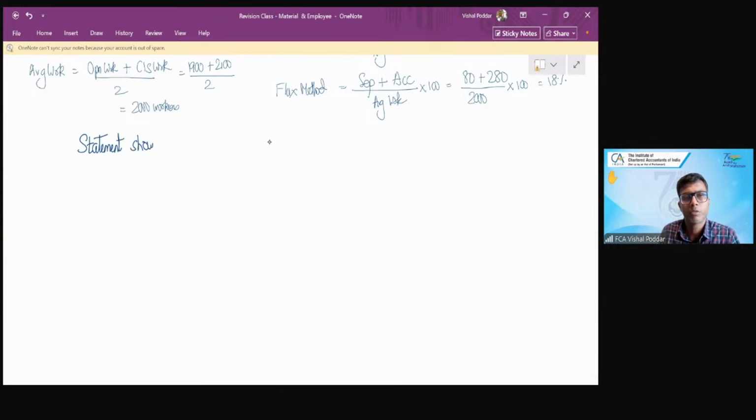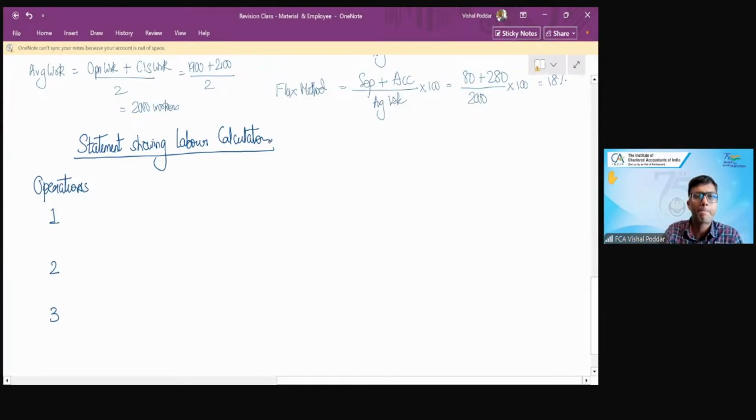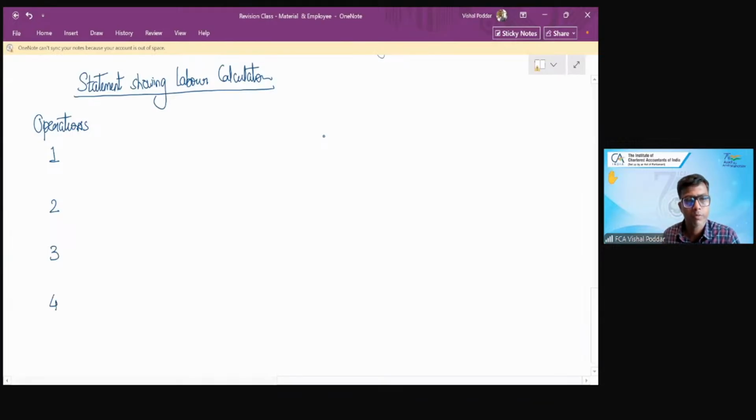Statement showing labor calculation. Operations 1, 2, 3, 4, 5. Now, they've asked me to find out how many operators will be required. Number of operators required. Now, how can I find out number of operators required?